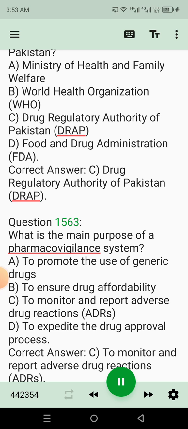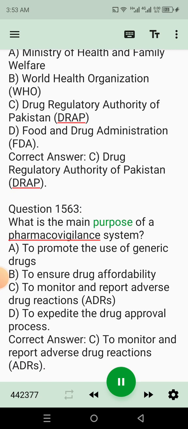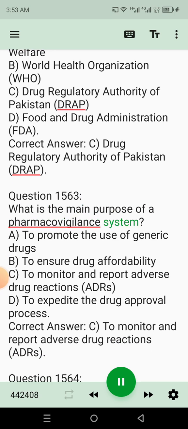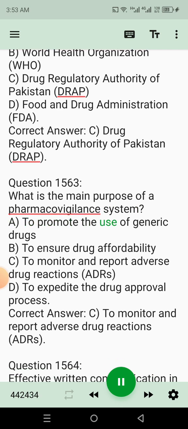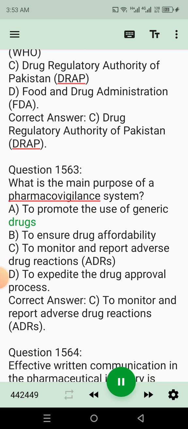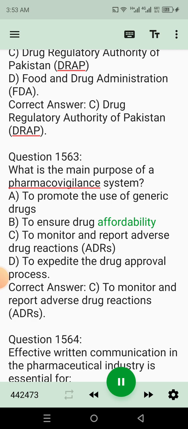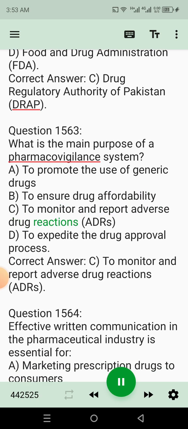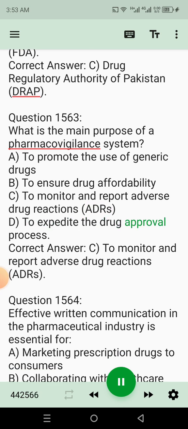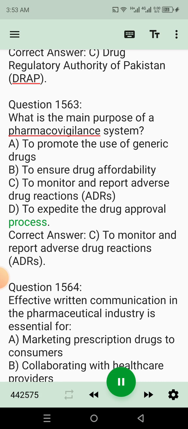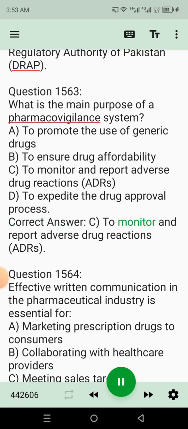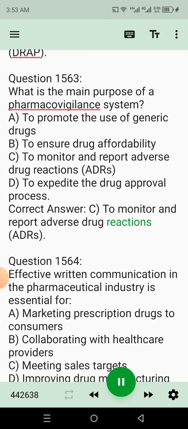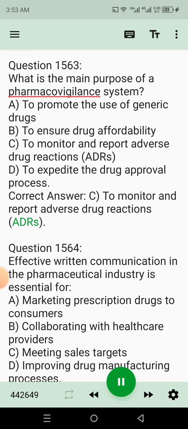Question 1563. What is the main purpose of a pharmacovigilance system? A. To promote the use of generic drugs. B. To ensure drug affordability. C. To monitor and report adverse drug reactions (ADRs). D. To expedite the drug approval process. Correct answer. C. To monitor and report adverse drug reactions (ADRs).